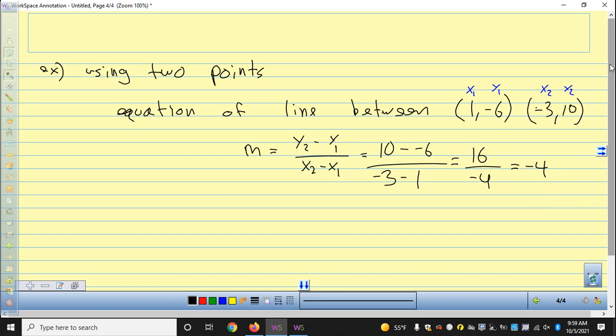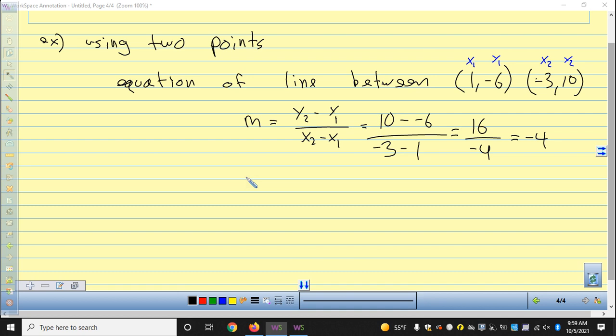Now I'm going to write the equation of my line. I have y equals -4x plus b. And now I'm going to plug in a point to find b. And I can pick either one of these points. I'm going to pick this one because this 6 is smaller than 10. That's the only reason I'm picking these. So I plug that point in.